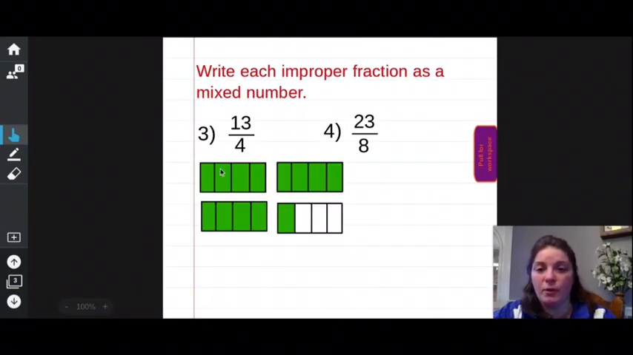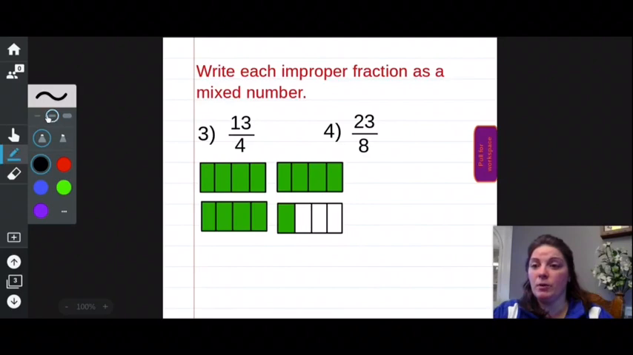I've made a model for 13/4. What I've done is I've cut a large rectangle into 4 equal pieces because my denominator is 4. And then I need to shade 13 of those pieces. Well, if you only make one large rectangle, you don't have enough pieces. You only have 4 pieces, which means you have to keep making these long rectangles until you get 13 that you can shade in. So here I have 1, 2, 3, 4 fourths, 5, 6, 7, 8 fourths, 9, 10, 11, 12 fourths, and I need to do another one to make 13 fourths.